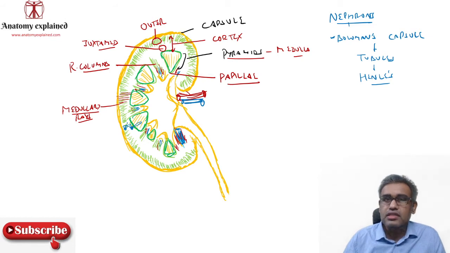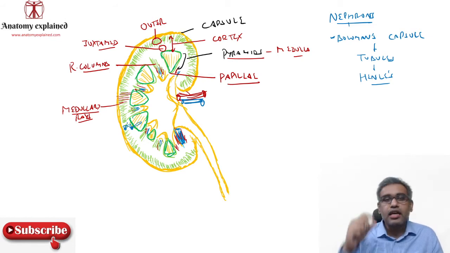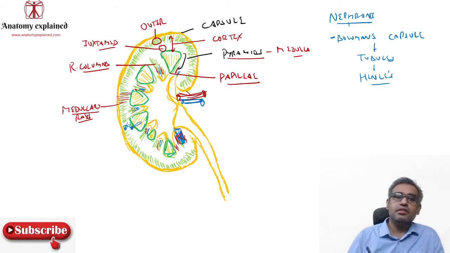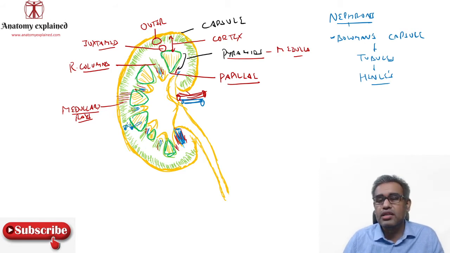So they are the functioning units. Functioning meaning that they are forming the urine. They are forming the urine, or they are the excretory part of the kidney. So that is one system.